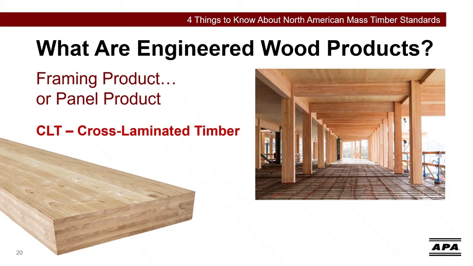CLT is made from sawn lumber pieces stacked on top of each other. The orientation of the wood grain changes throughout the depth. Just like plywood or OSB, CLT panels have a strong axis span direction.